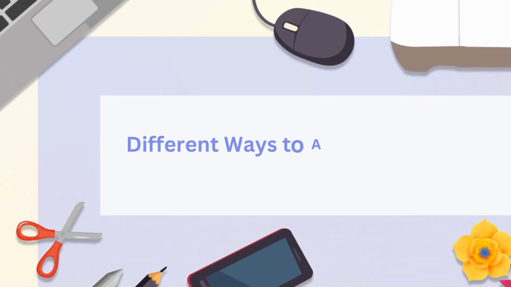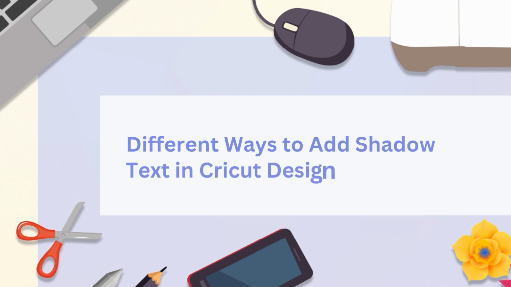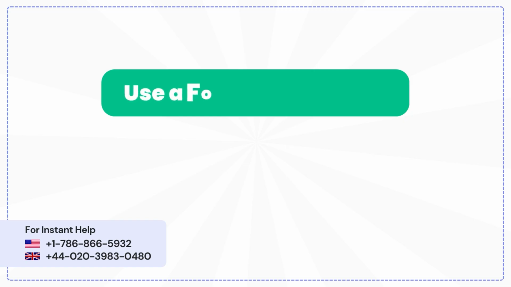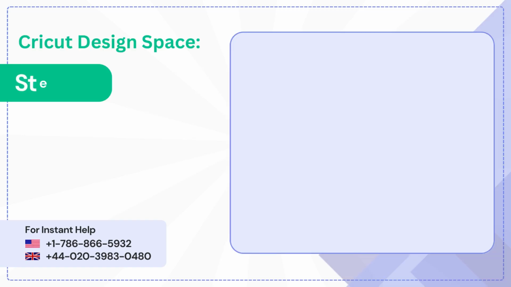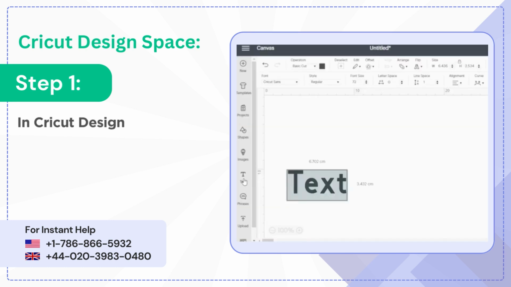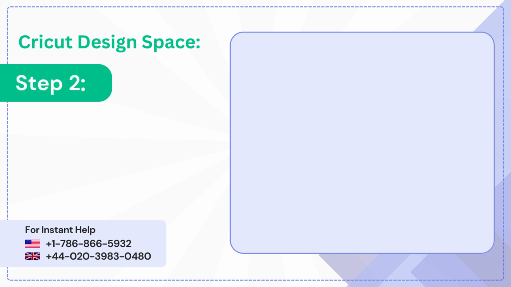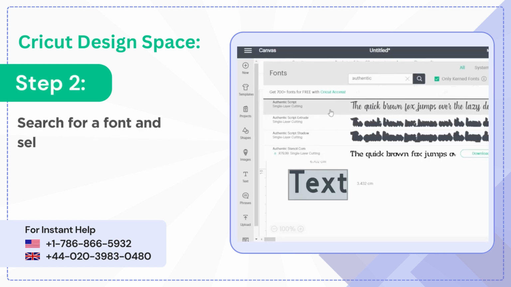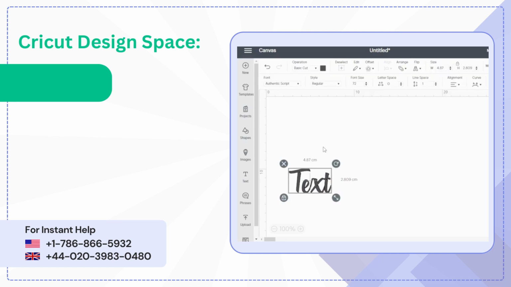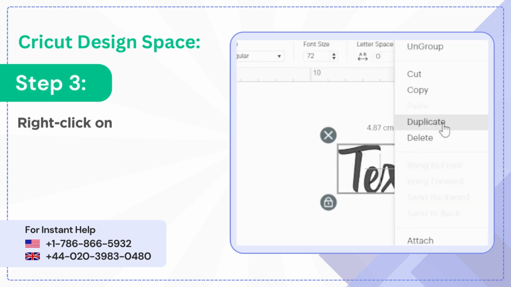Different ways to add shadow text in Cricut Design Space. Use a font with shadow. Step 1. In Cricut Design Space, click on the text tool, then click on the font drop-down menu. Step 2. Search for a font and select it. Step 3. Right-click on the text and select duplicate, then pull them apart.